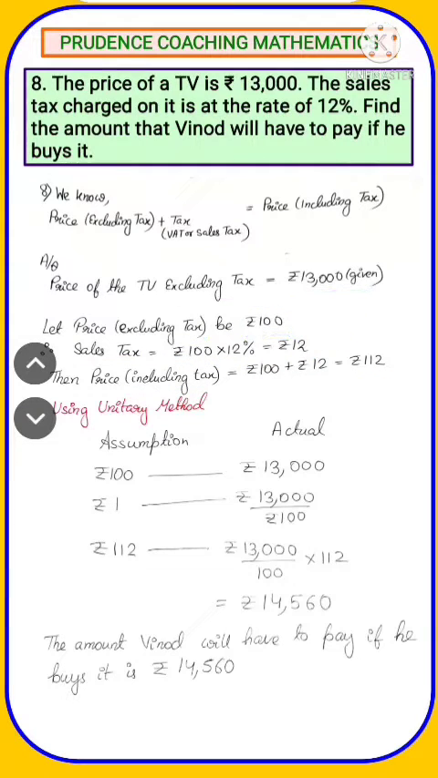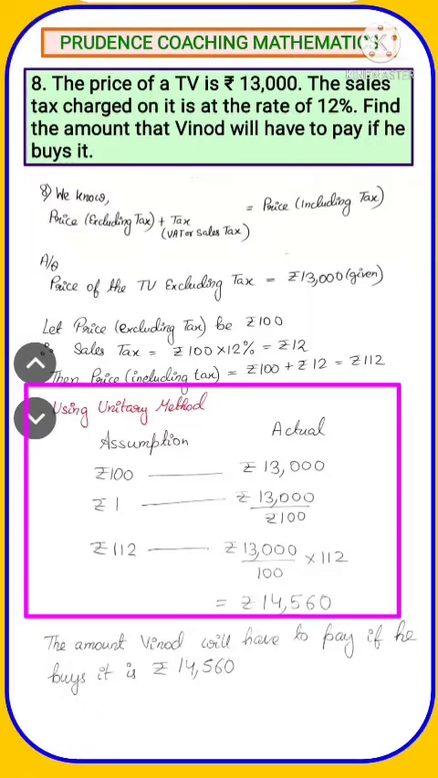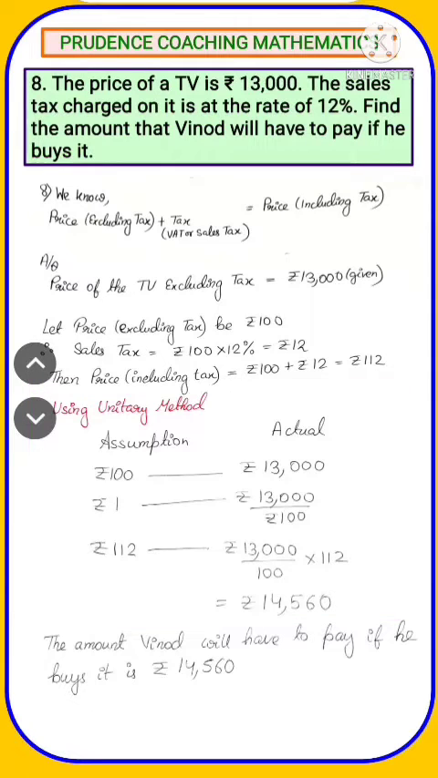Now we will use the unitary method to find out the actual price at which Vinod will buy this particular TV. So using the unitary method, we will write the assumption always on the left hand side and the actual value always on the right hand side, as we need to find out the actual value. So here the price excluding tax according to our assumption is rupees 100. So we can write rupees 100 equals rupees 13,000, which is given in the question, and this is the actual value.